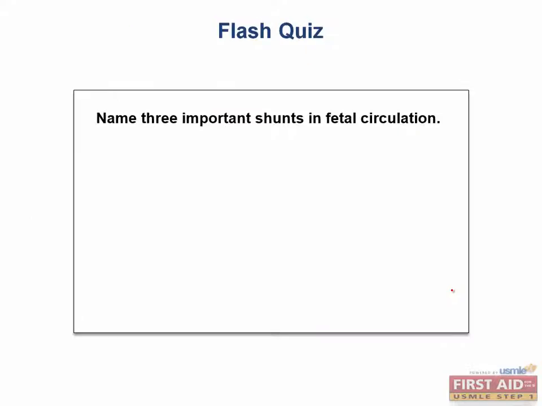All right, now on to another flash quiz. Name 3 important shunts in the fetal circulation.